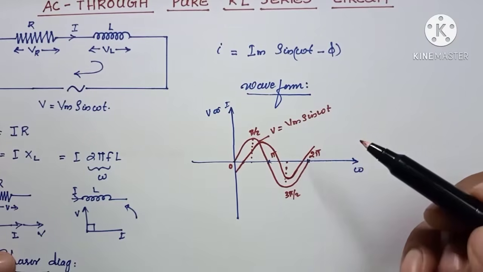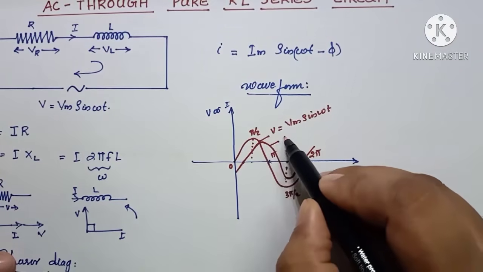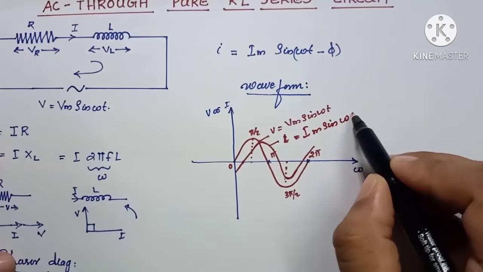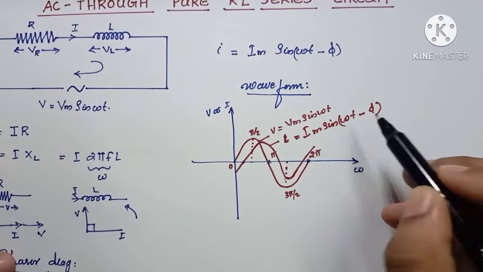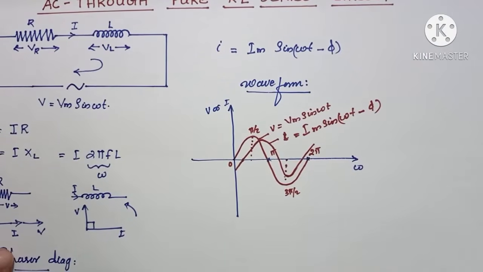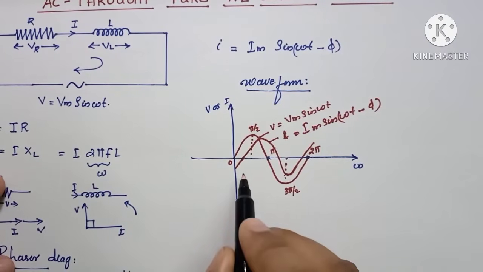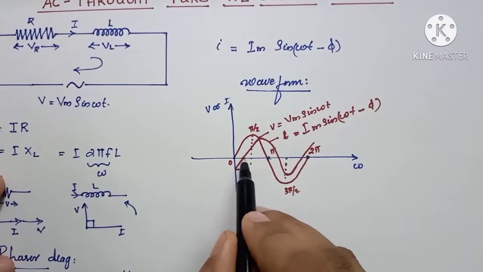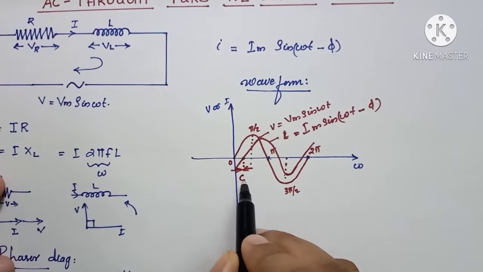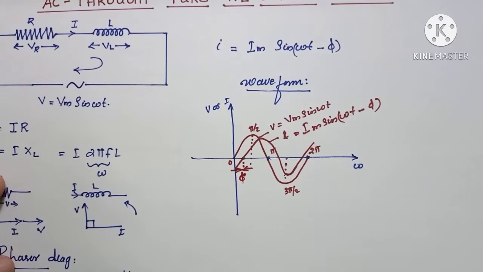and flows like this, and this current, small letter i, is equal to Im sin (omega t minus phi), or omega t minus theta. Okay, omega t minus phi. Current lags by an angle phi in this case. I think it is very clear. And this angle can be phi. Okay, this is the main point about the waveform.